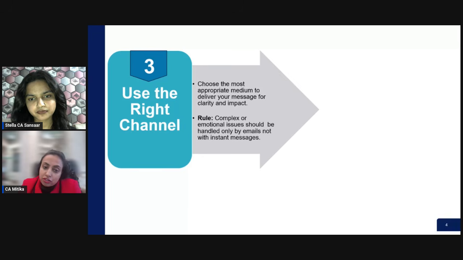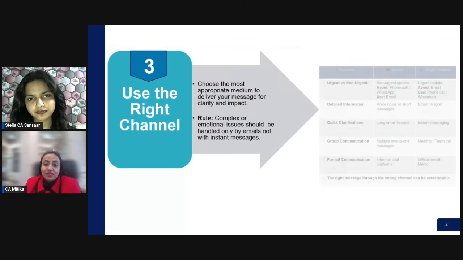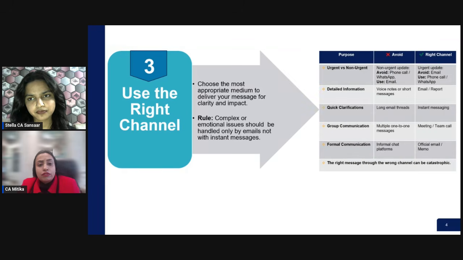Remember our first session on business communication, in which we talked in elaboration about business communications via emails and via WhatsApp. Kindly refer to it if you have any confusions. Now let's see some practical examples. If we have to deliver an urgent message, we should avoid emails. We should always prefer phone calls or WhatsApp. On the contrary, if we are to give a non-urgent message, email is the best way. For detailed information, always avoid voice notes or short messages. For crisp information, WhatsApp or text messages are preferred.